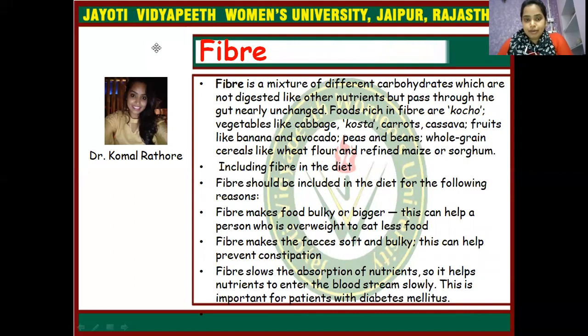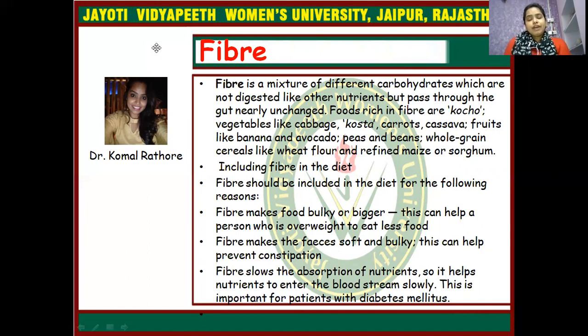Now come to the fiber. Fiber is a mixture of different carbohydrates which are not digestible like other nutrients but pass through the gut nearly unchanged. Foods rich in fiber are vegetables like cabbage, carrot, cassava, fruits like banana and avocado, beans and peas, and whole grain cereals like wheat flour and unrefined maize or sorghum.